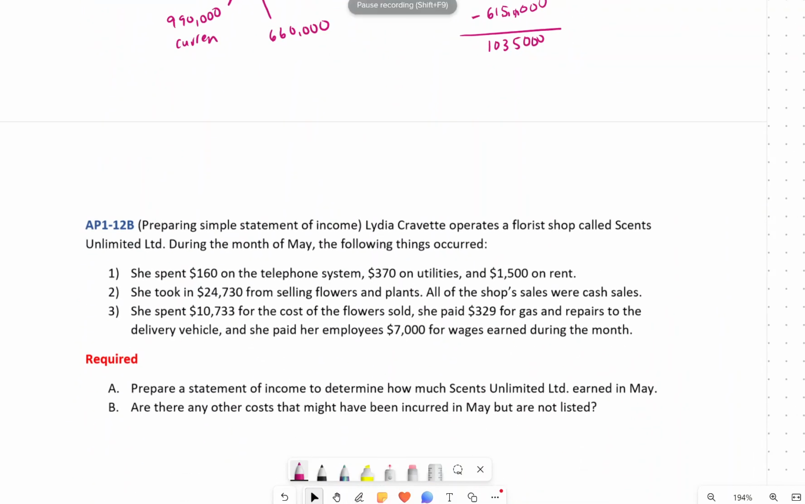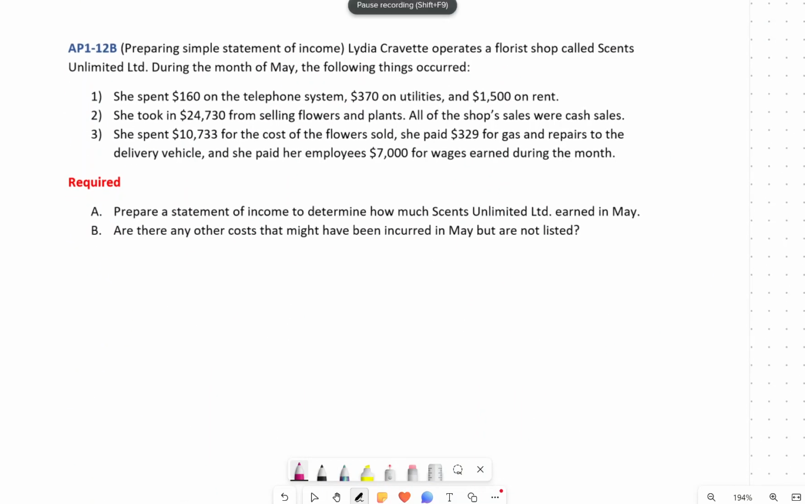Let's go to the next question. First, you needed to know what we are trying to do. We're preparing a statement of income. When you're doing a statement of income, we are only looking at your revenue and we're only looking for your expenses. We always start with the name of the company. In this case, the name of the company is Lydia Carvetti. And what are we trying to do? They told us to prepare a statement of income.